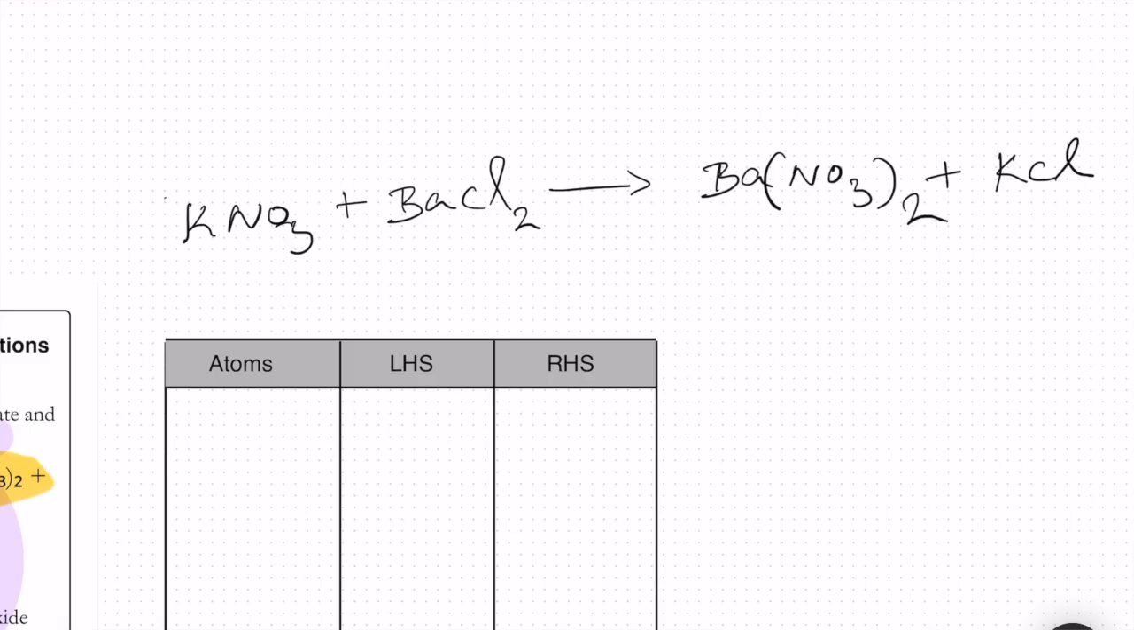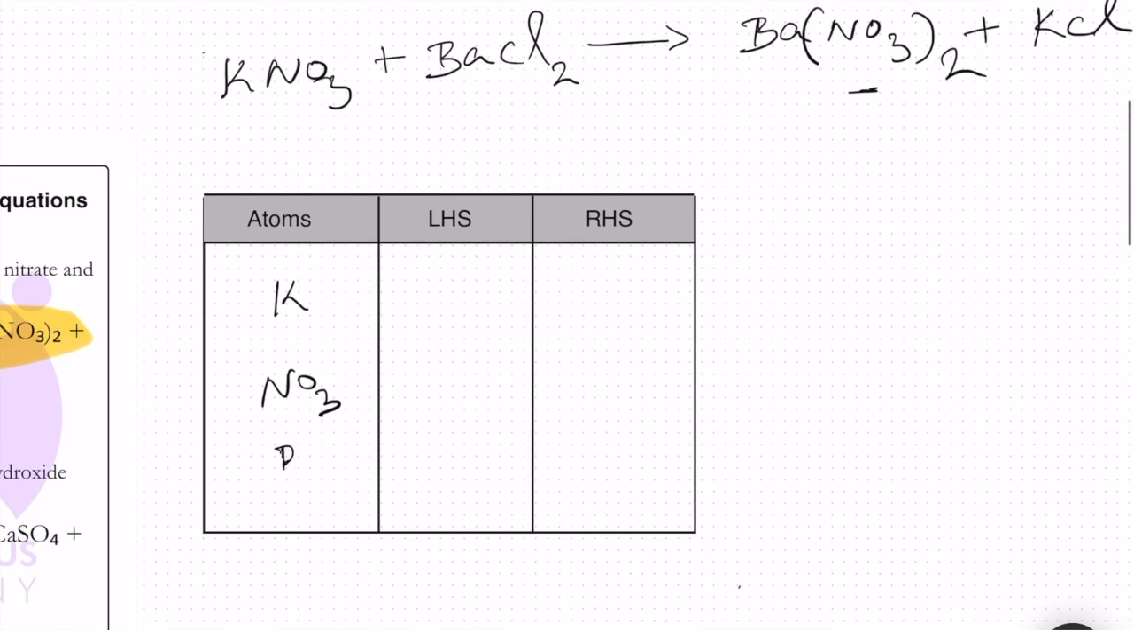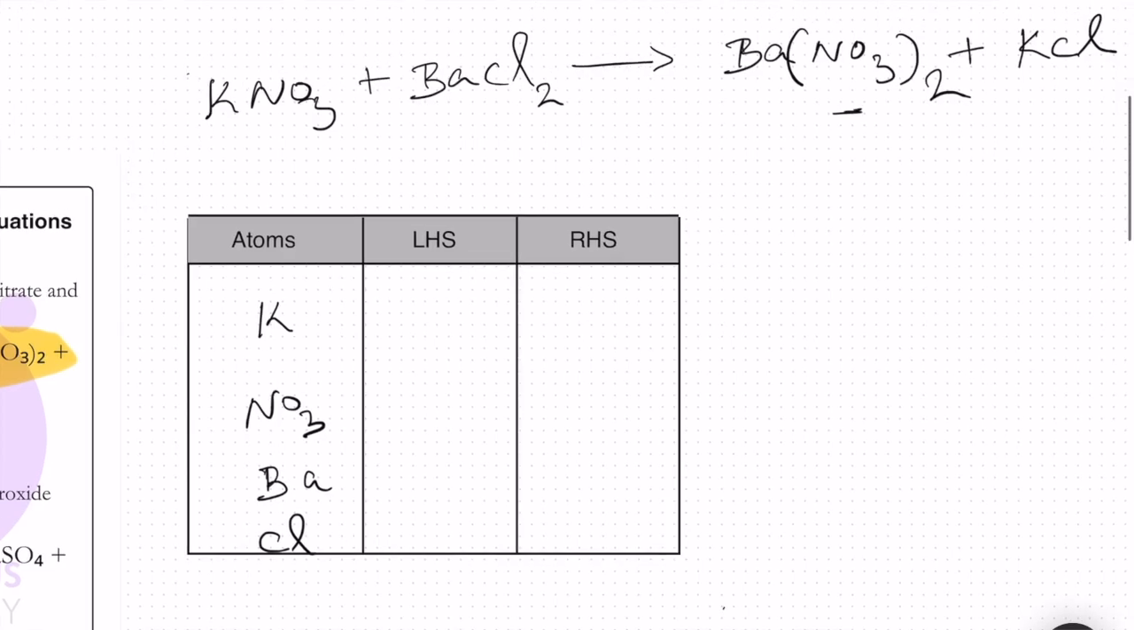Potassium chloride once again. In this equation, let's try and list down the type of atoms. We have potassium and we have nitrate. Now remember, you can only consider it as one nitrate when it is appearing as the same nitrate in RHS. In our case, it does. So we can consider NO3 as NO3. We also have barium and chlorine.